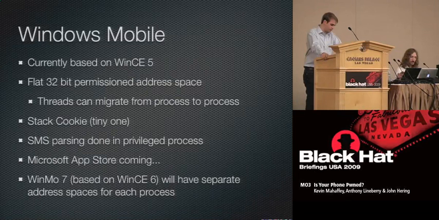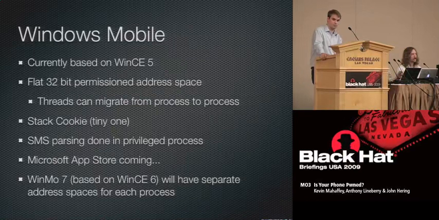The Microsoft App Store is coming, so we can probably see a lot more third-party applications. So the security there is a concern, certainly. A lot of applications are going to be written in .NET, so that certainly helps things, potentially more secure than C and C++. But there's still a lot of Win32, MFC, ATL stuff floating around in Windows Mobile, so there's a lot of room for vulnerabilities there. Windows Mobile 7 is pretty neat. It's going to be based on the WinCE 6 core, which does actually have real process isolation, so that's awesome.